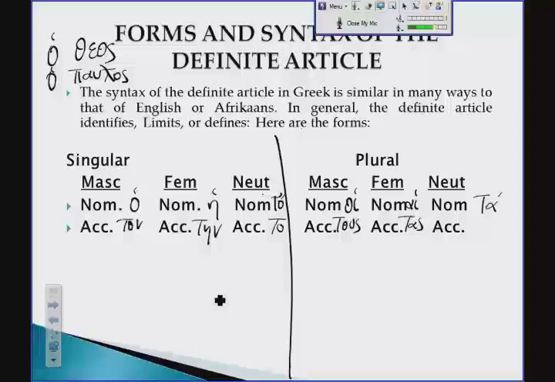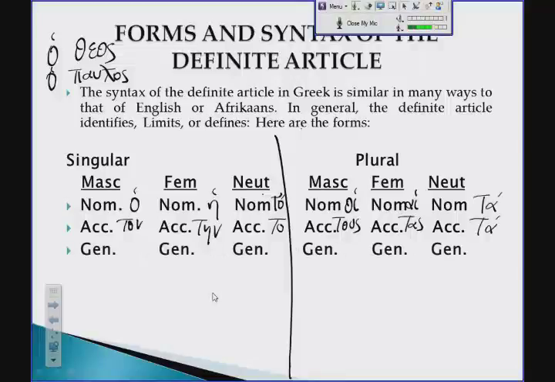If you get a sentence where the sisters are actually direct objects, it will be tas adelphas, the sisters. Okay? Tas adelphas. And then the plural form again, ta. I'm sorry, my sinuses are really troubling me. You have all this on page 22 of Croy.